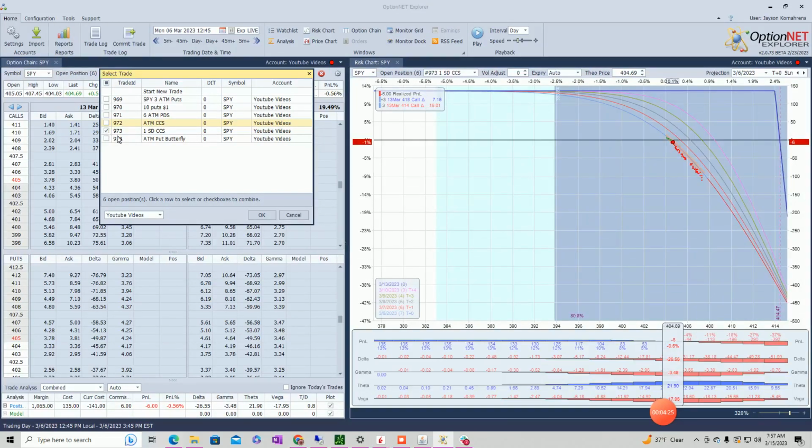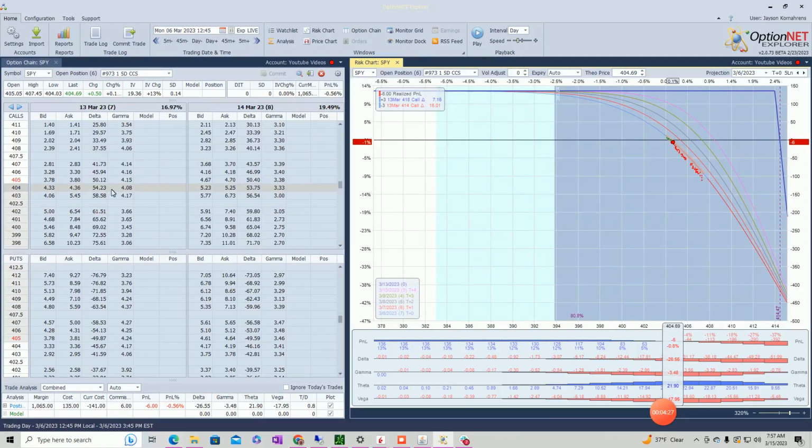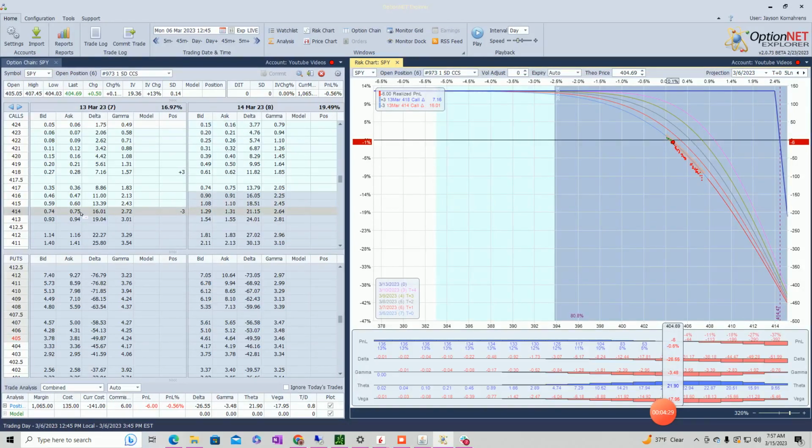And then we're going to do a 1 standard deviation call credit spread. And go on out here to the 1 standard deviation. We're going to just be getting 50 cents per trade.